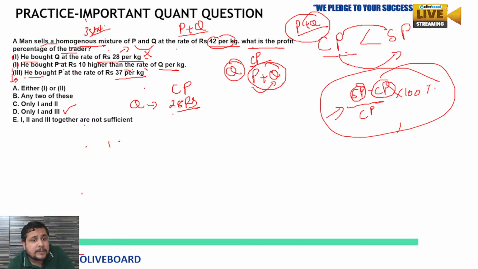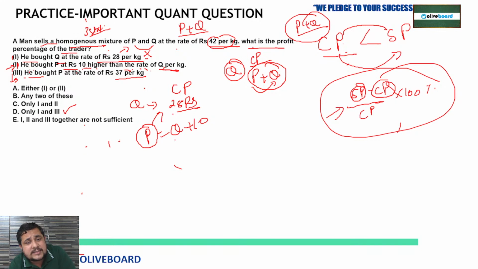But if he bought P at rupees, see second one. So now we will check out the second statement. If he bought P at rupees 10 higher than the rate of Q per kg. So statement second tells us he bought P at rupees 10 higher than the rate of Q per kg. So in statement 2, they are talking about P equal to Q plus 10, meaning the CP of P is the CP of Q plus 10 rupees. So that would be 38.